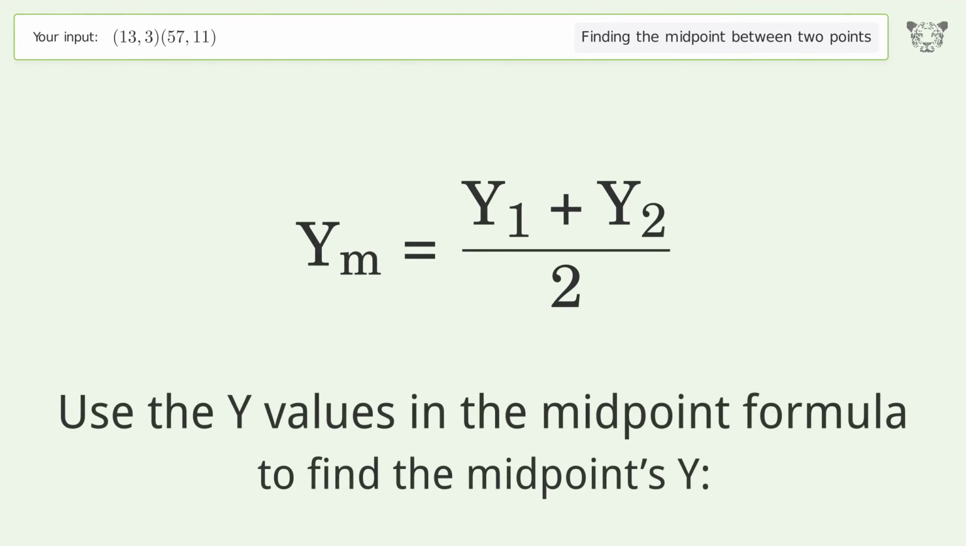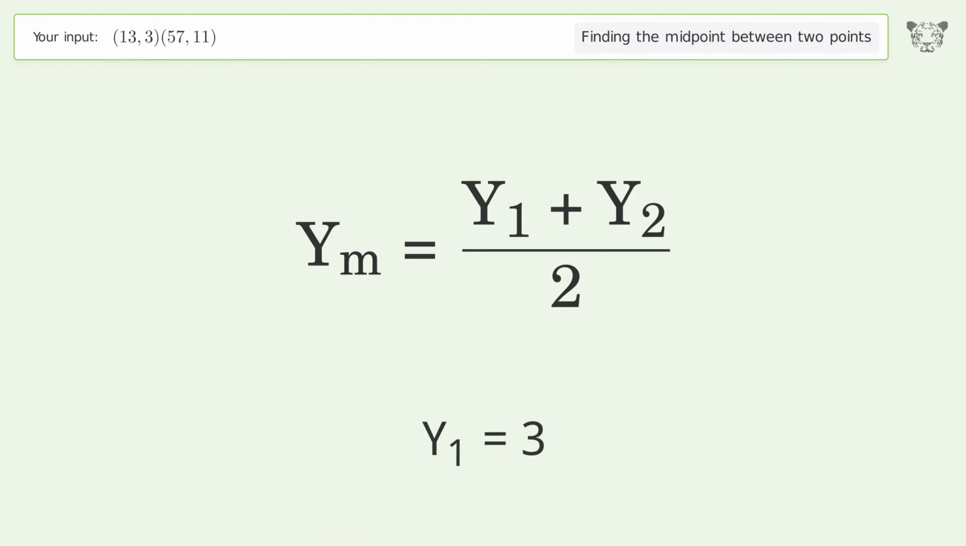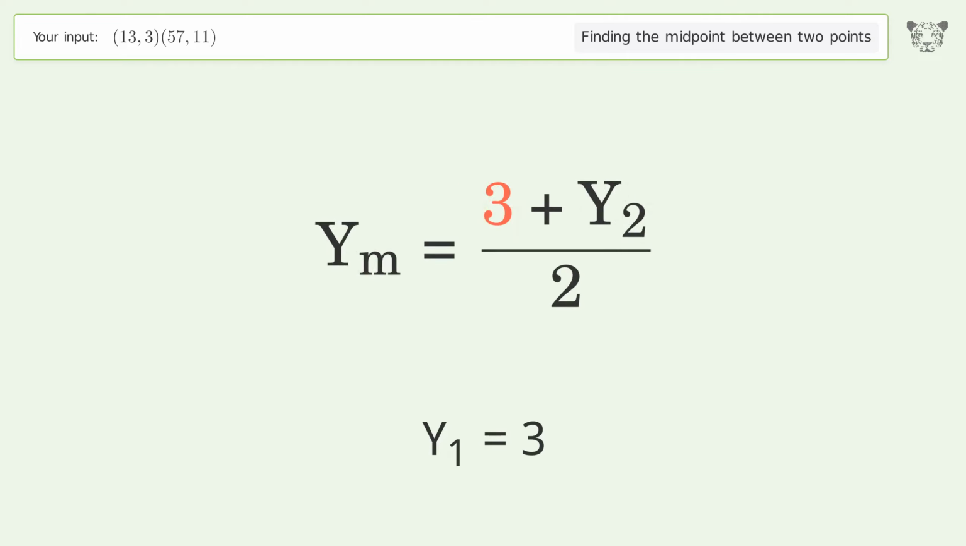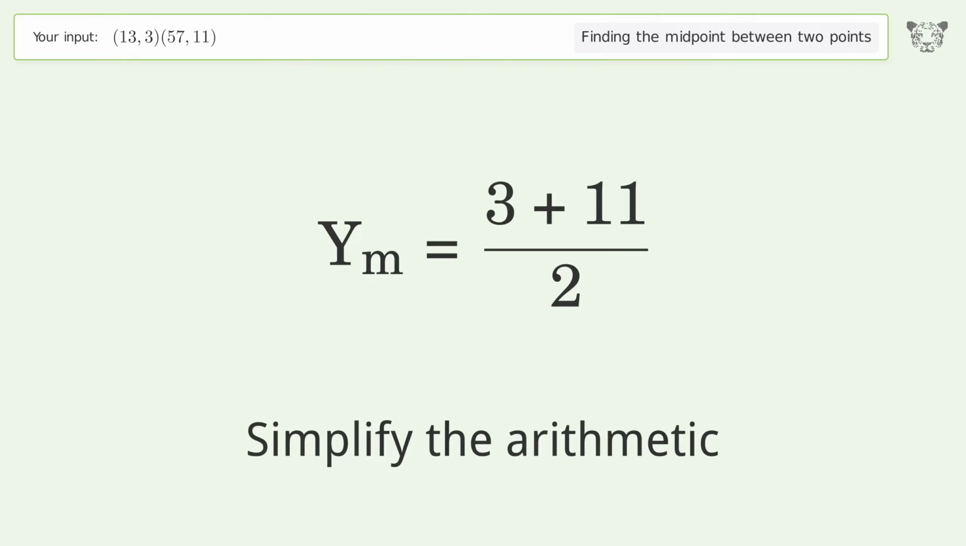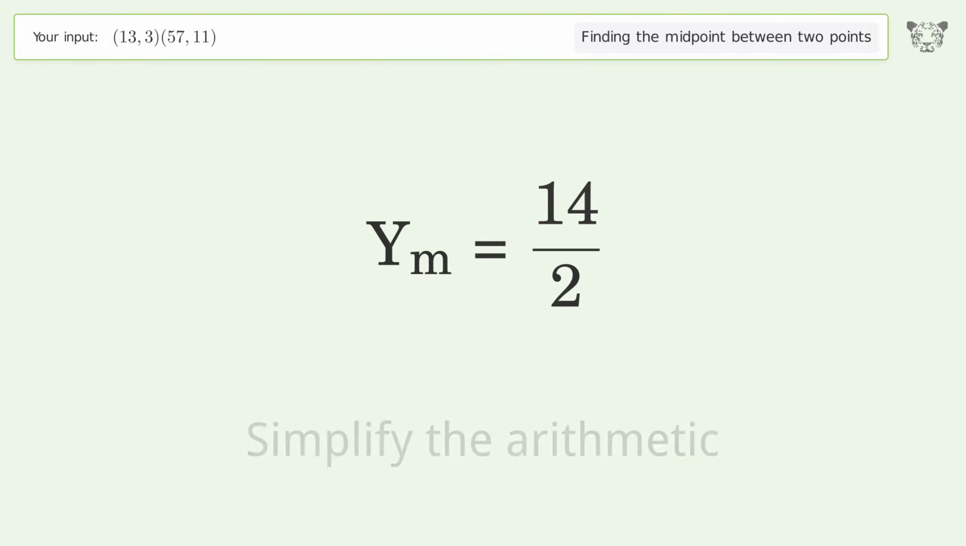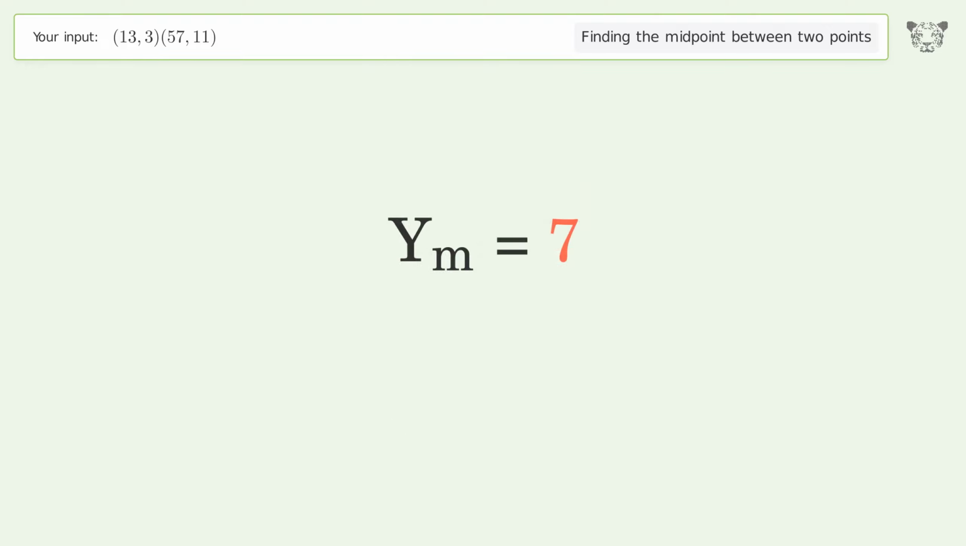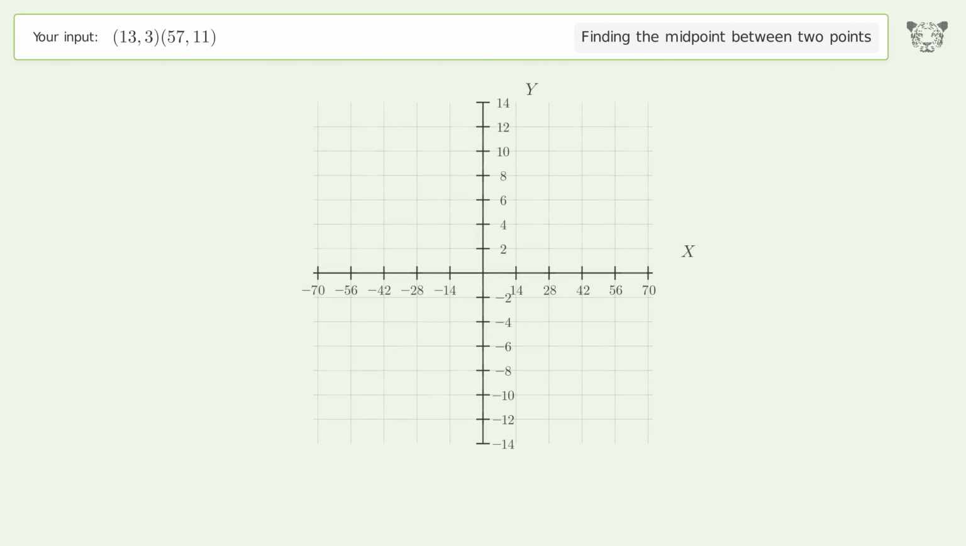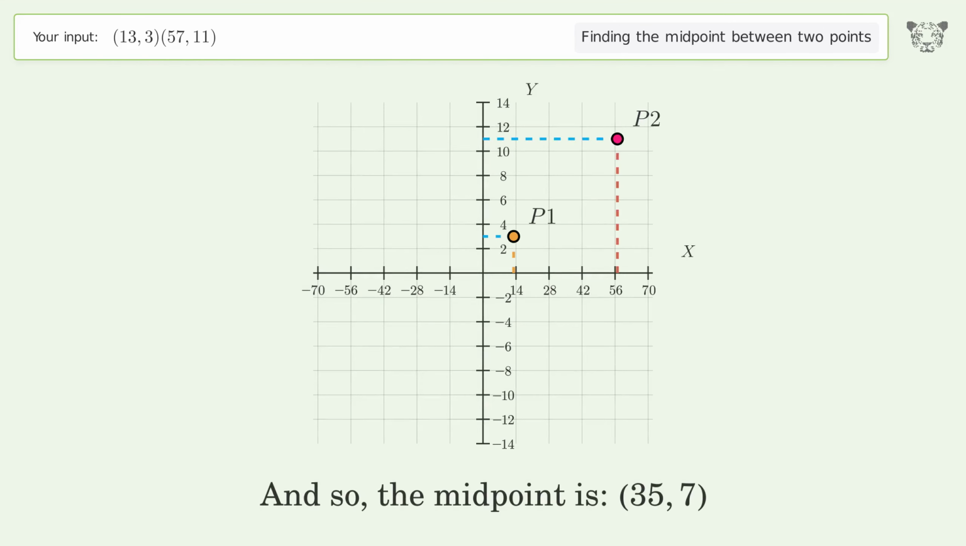Use the y values in the midpoint formula to find the midpoint's y. y1 equals 3. y2 equals 11. Simplify the arithmetic. And so, the midpoint is (35, 7).